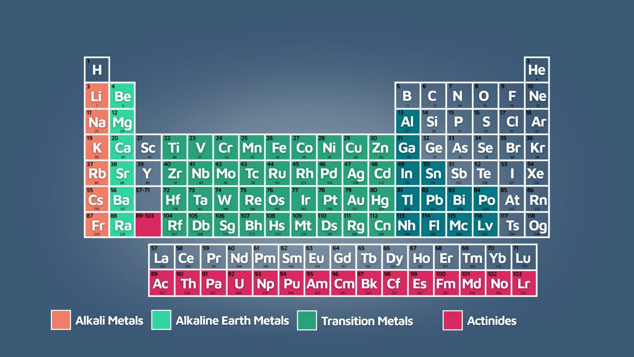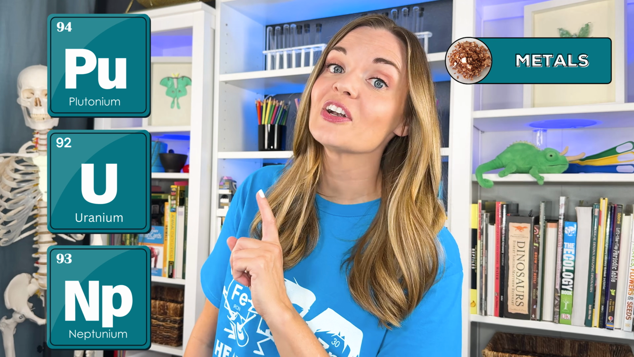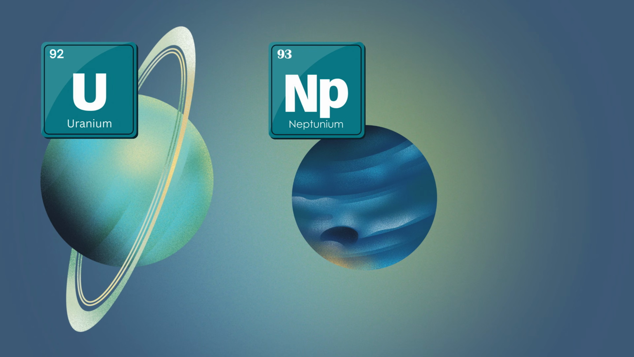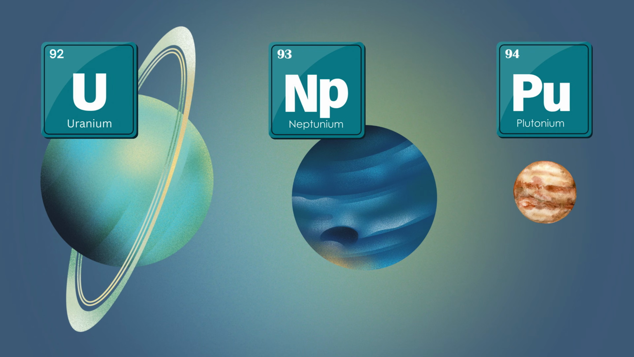This bottom row of metals are mostly man-made, radioactive elements. These three are named after planets. Uranium, neptunium, and plutonium are highly radioactive.